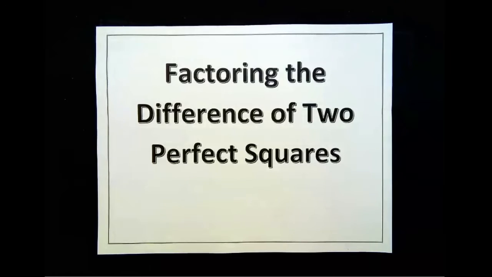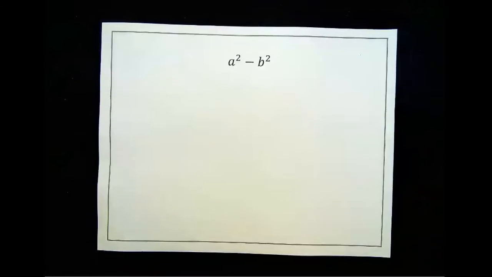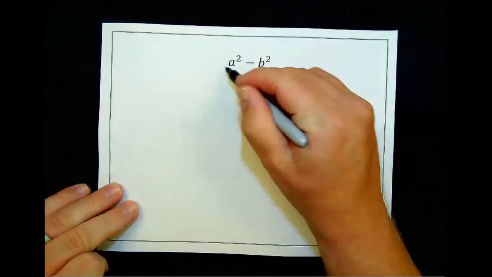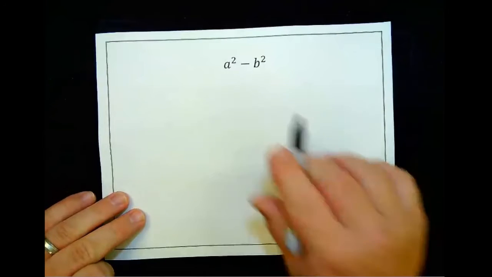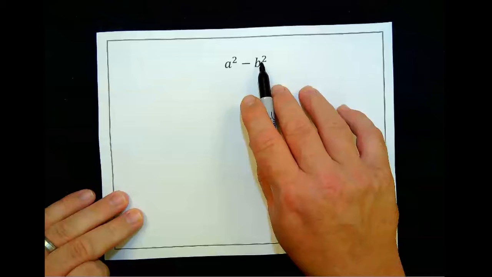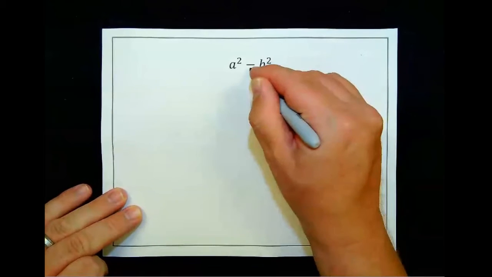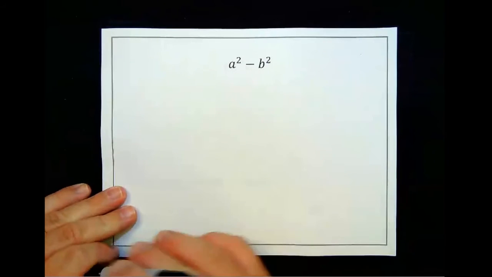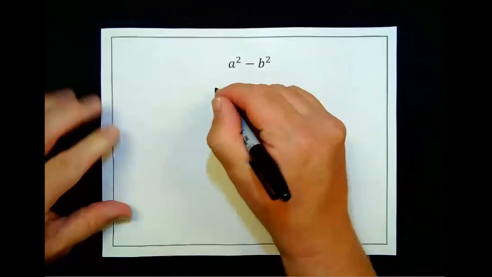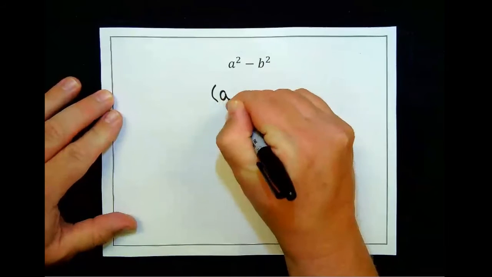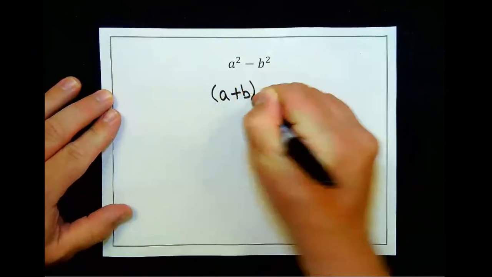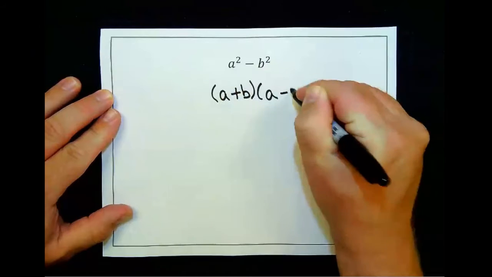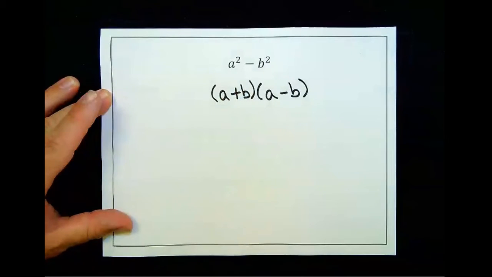In this video, we'll factor the difference of two perfect squares. And what it means by two perfect squares is if I have a number that's squared in the front and a number that's squared at the back, and it's a subtraction problem, that's why it says the difference of two perfect squares, then I can factor this into a plus b and a minus b, always.